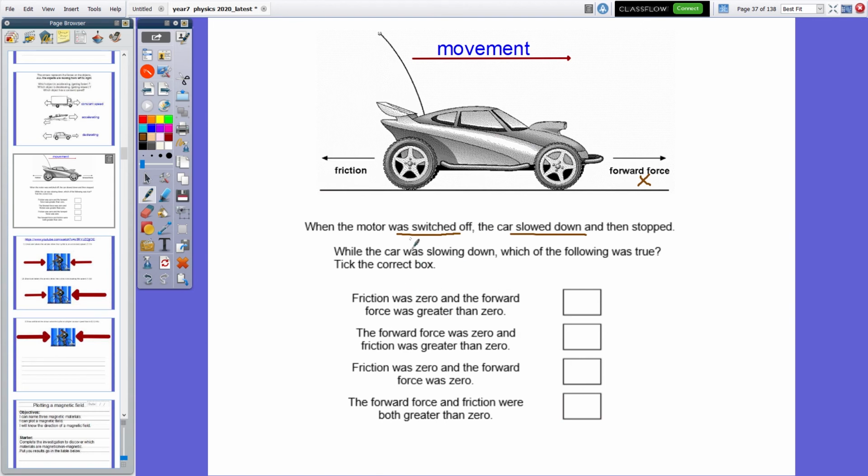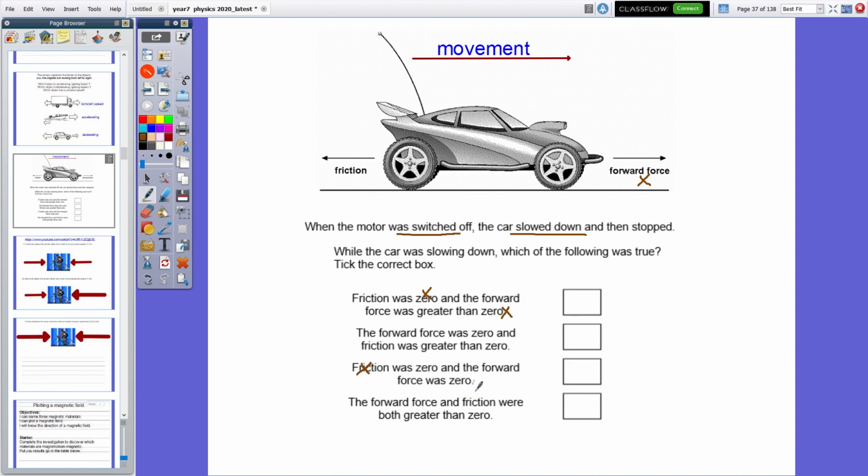So, while the car was slowing down, which of the following was true? Friction force was 0. We know that's false. Forward force was greater than 0. That is false as well. They are both false, because if the engine's been turned off, there would be no forward force and the friction would be greater than 0. Let's skip that one. Friction was 0. Friction would not be 0 if it's moving forward, because there would be friction caused by air resistance.